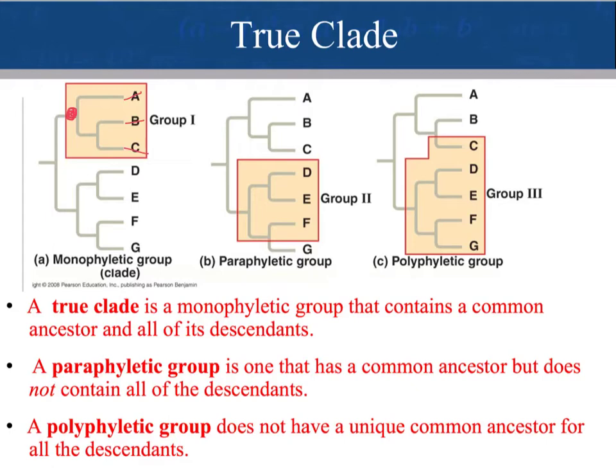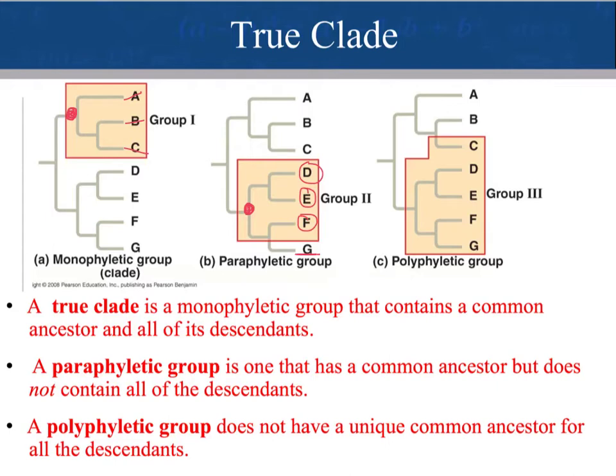Another term that I want you to learn is paraphyletic group, and it's one that has a common ancestor but does not contain all of the descendants. If you look at group 2, again, this would be the common ancestor, and these would be the offspring as a result, but here we've missed one. So that's why it would be a paraphyletic group. We're just missing one that really should be a part of that group.